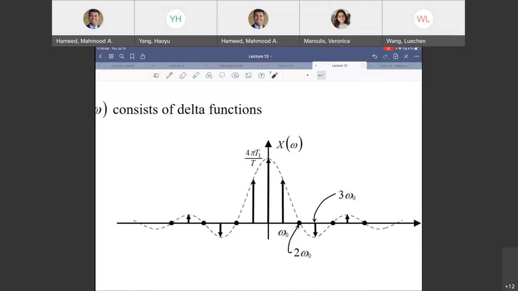Questions here. Find ak, substitute. Done. That's your Fourier transform, the Fourier transform of periodic signals.